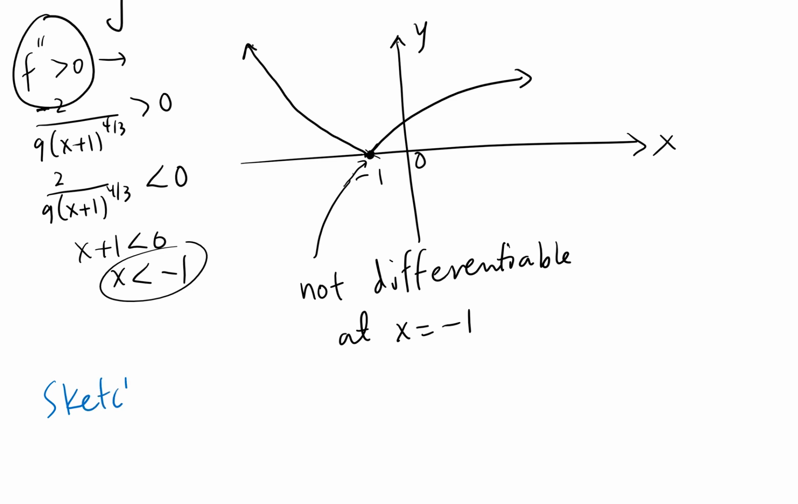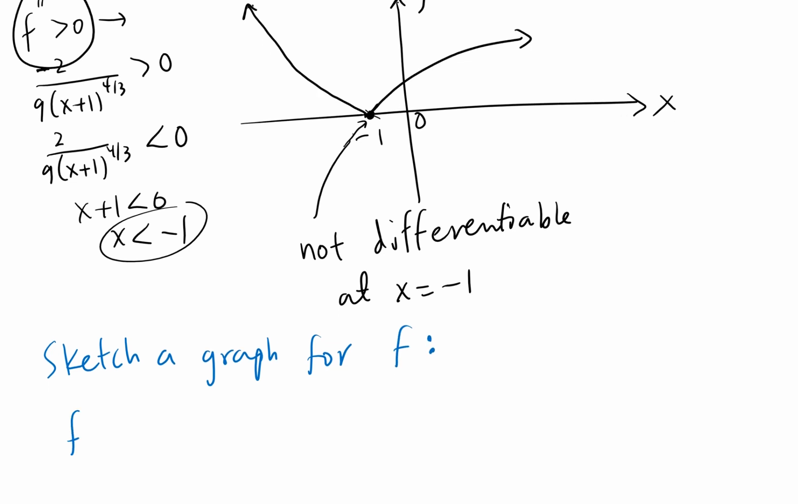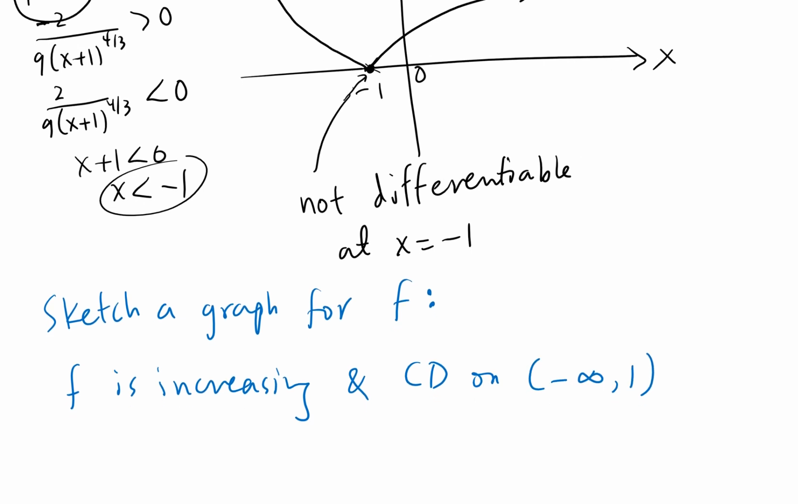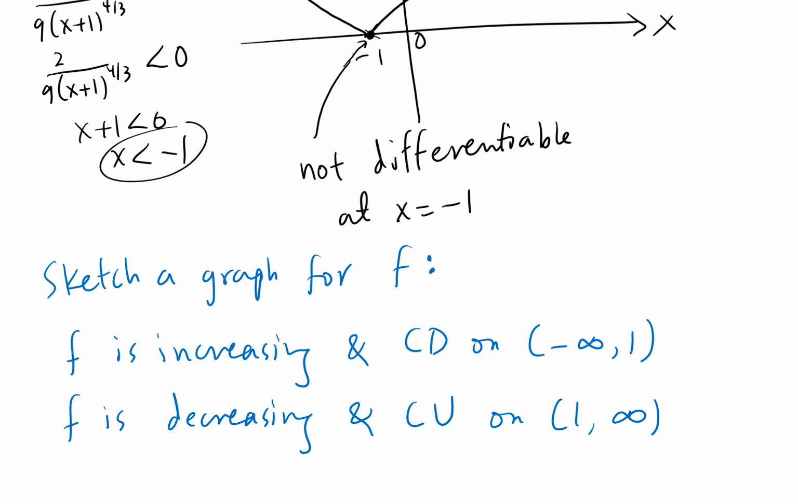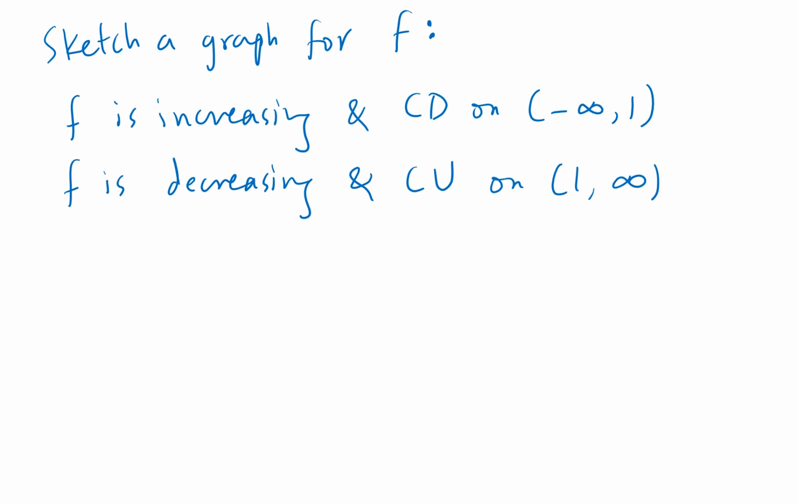Last question, try to sketch a graph for the function f with the given information. f is increasing and concaves down on negative infinity to 1. f is decreasing and concaves up on 1 to infinity. Try to sketch a graph for this, based on the following conditions.